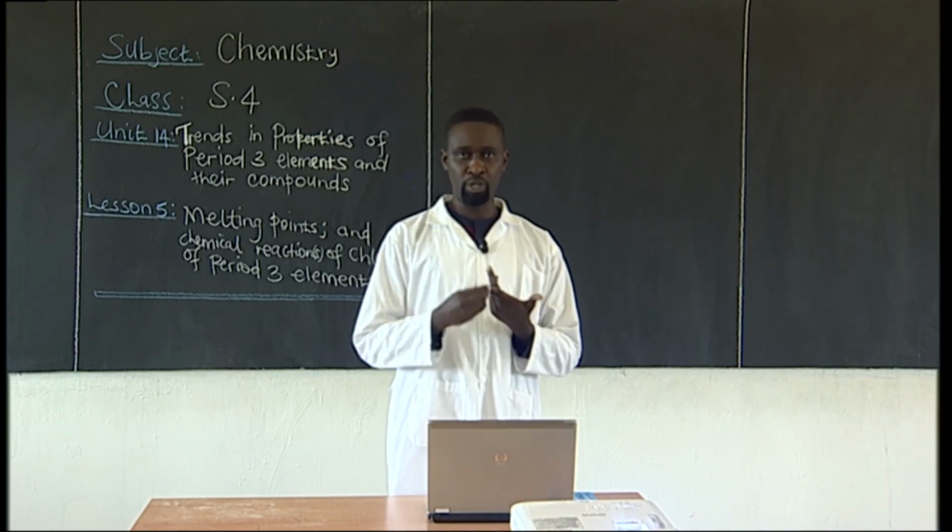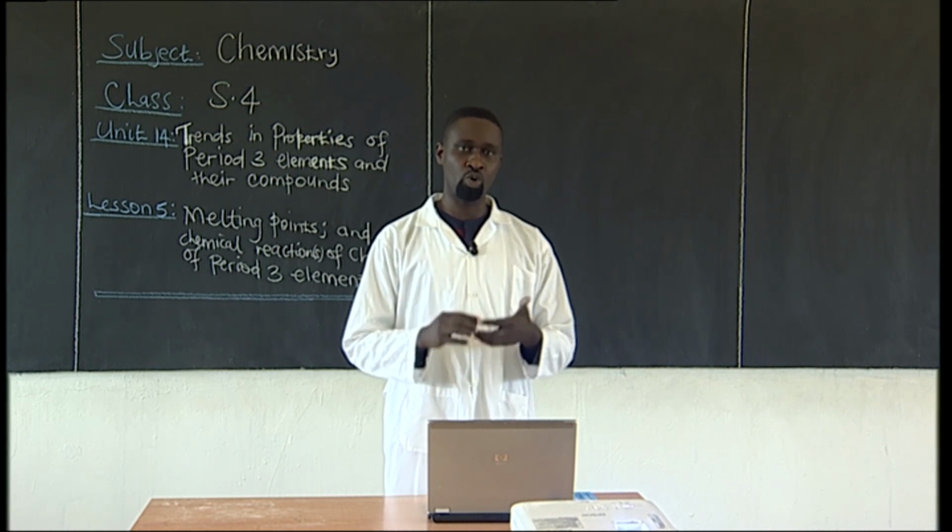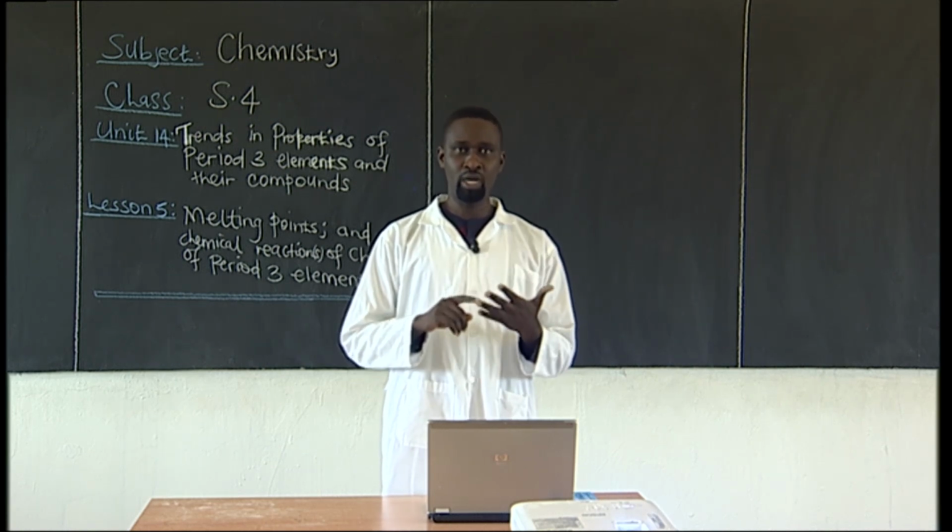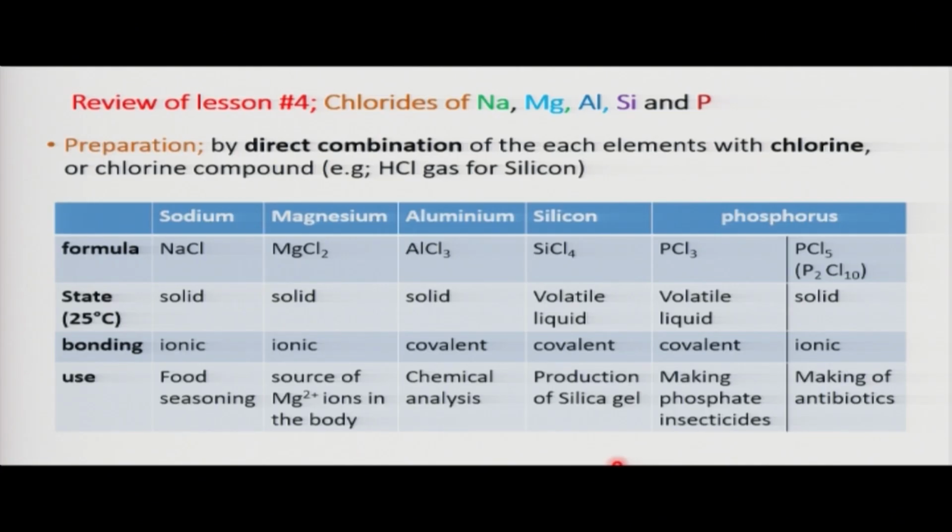the chlorides of period 3 with specific emphasis on sodium, magnesium, aluminium, silicon, and phosphorus chlorides. Then we also looked at their bonding in detail and the uses of those chlorides. So, in brief, all the chlorides are mostly prepared by combining the element with chlorine. Of course, there are a few exceptions, like we use the compound of chlorine, which is HCl, when you are preparing the chloride of silicon.